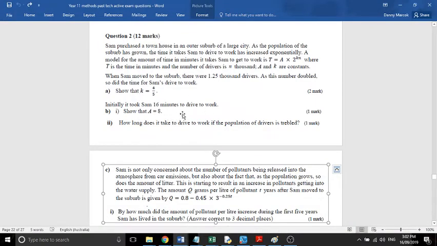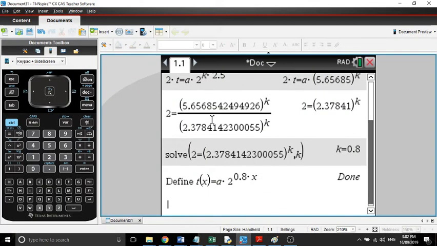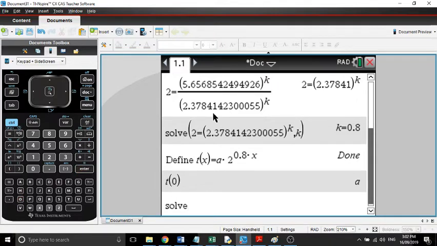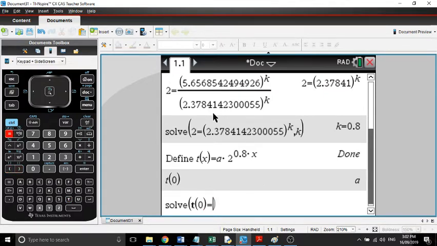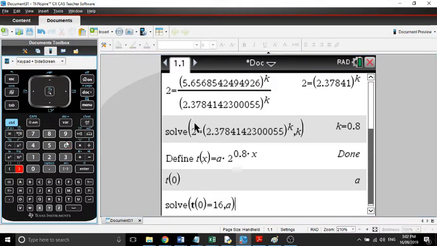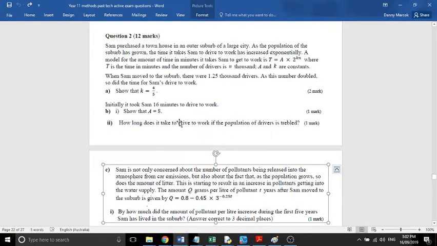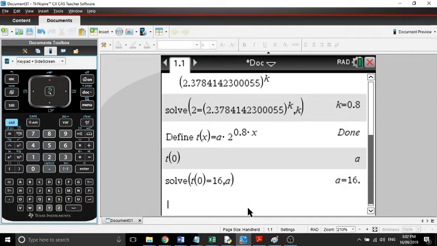Now we're solving for a. Initially it took Sam 16 minutes to get to work, so t of 0 will end up with a. So solve t if t of 0 equals 16 for a. That makes sense. Something times 2 to the power of 0.